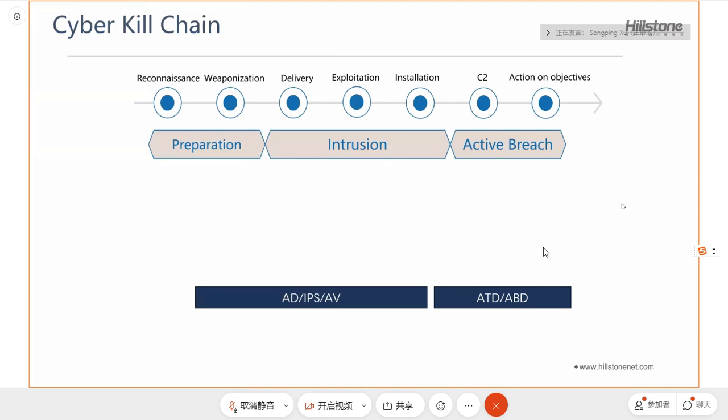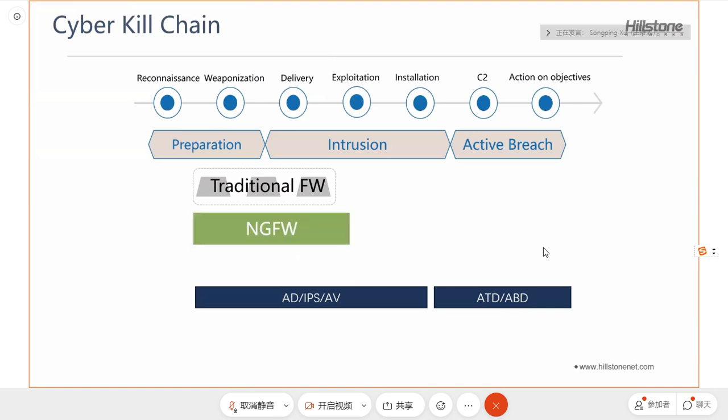First of all, I'd like to share some information regarding the cyber kill chain. The cyber kill chain divides the attack process into seven stages, which cover the preparation, the real intrusion process, and also the final active breaching inside of the organization. By providing the traditional firewall, we can help the customer prevent attacks in the first few stages, which include the preparation and also the intrusion.